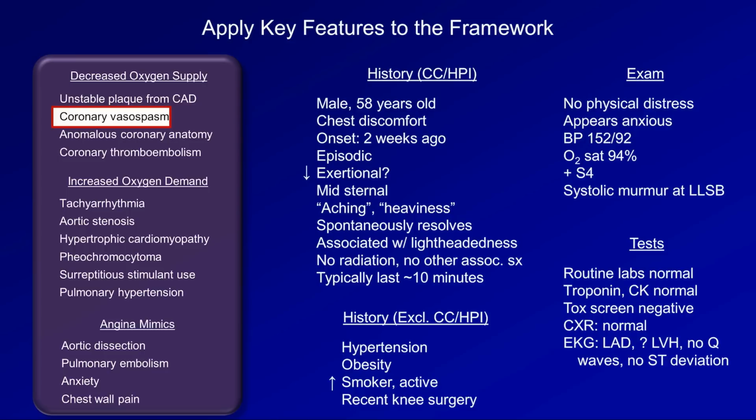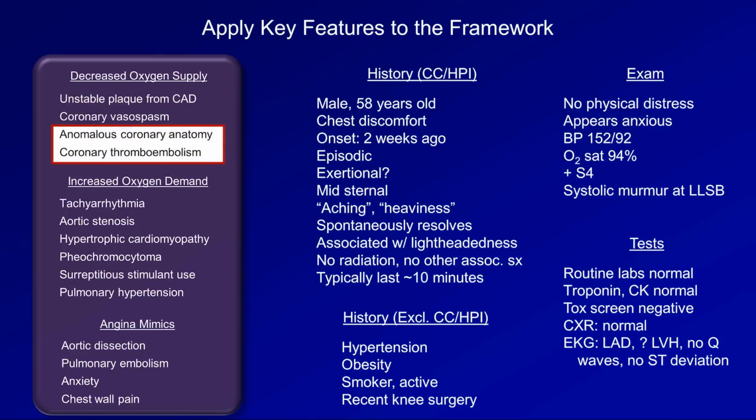Aside from its non-relationship with exercise, vasospasm otherwise symptomatically mimics angina from CAD quite well, and there are no typical exam or routine test abnormalities seen. Therefore, the other key features are not particularly relevant for this specific diagnosis. Anomalous coronary anatomy and coronary thromboembolism are both quite rare entities that I would not entertain in the absence of some element of the presentation that specifically suggested them.